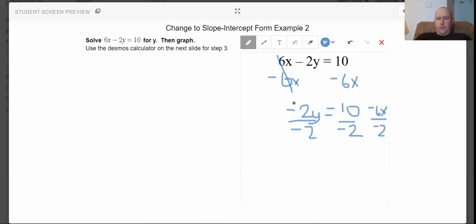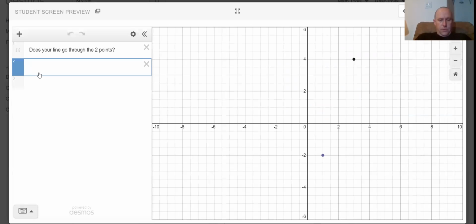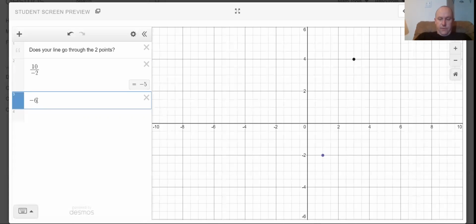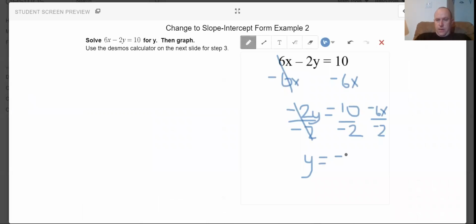And questions where there's a lot of negatives like this, you really want to use your calculator just to make sure we don't do anything silly. So one was 10 divided by negative 2, and the other one was negative 6 divided by negative 2. So 10 divided by negative 2 is negative 5, and negative 6 divided by negative 2 is positive 3. So I have negative 5, and then I have positive 3x. So the y-intercept is negative 5, and the slope, if I was doing it, is 3.